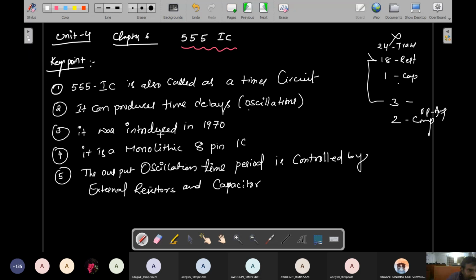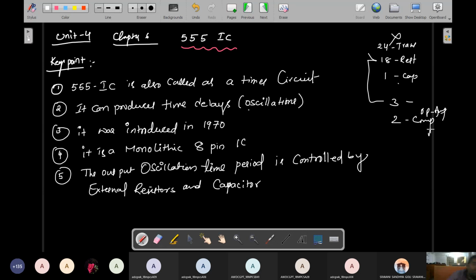Okay, and it was introduced in 1972. At the time of introduction, they used 24 transistors, 18 resistors and one capacitor. So it was a large-scale IC. But nowadays it is simplified, and instead of transistors they use operational amplifiers and simply three resistors. These three resistors are equal, 5k ohm each. So that's why it is called the 555 IC.